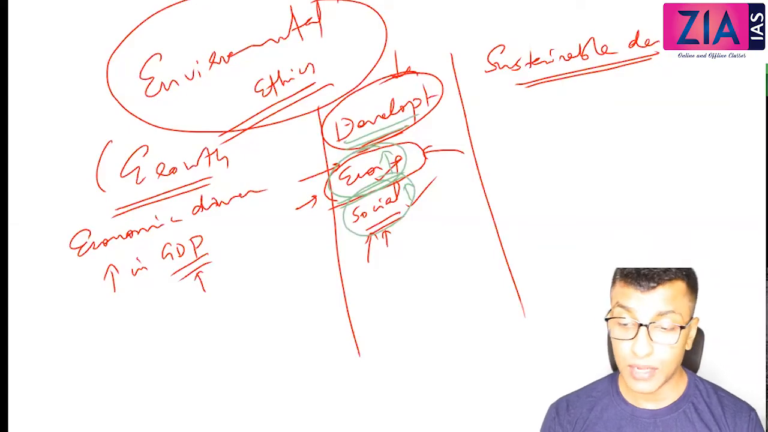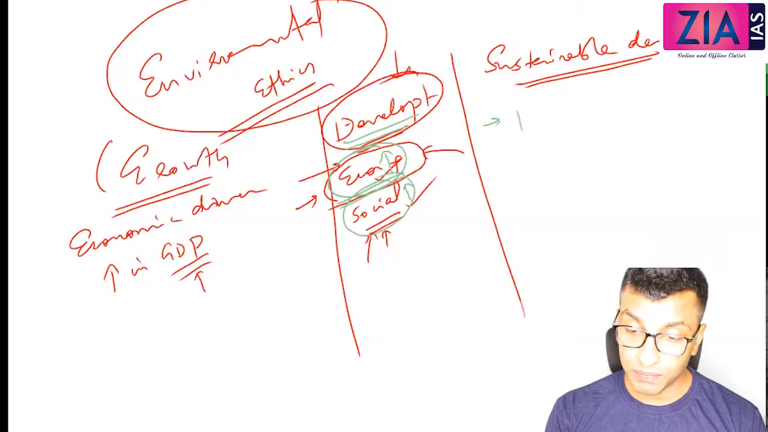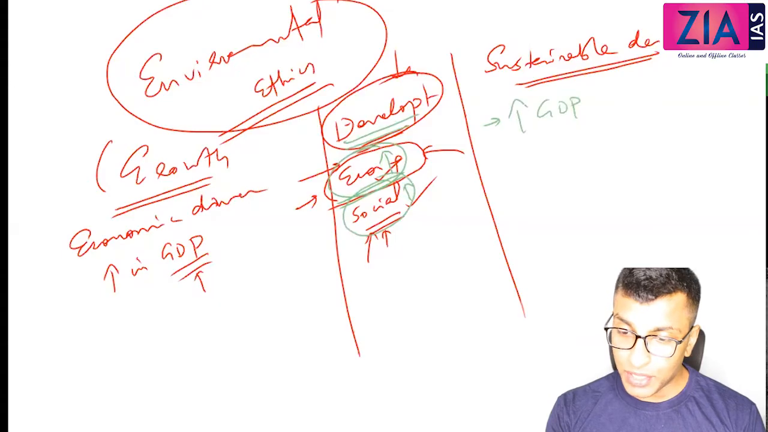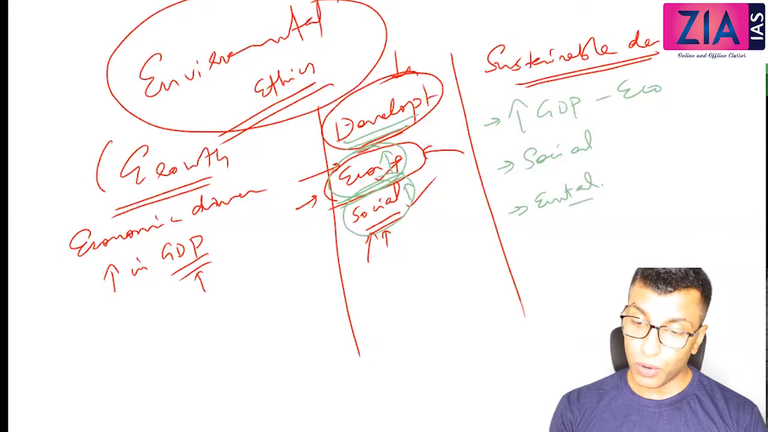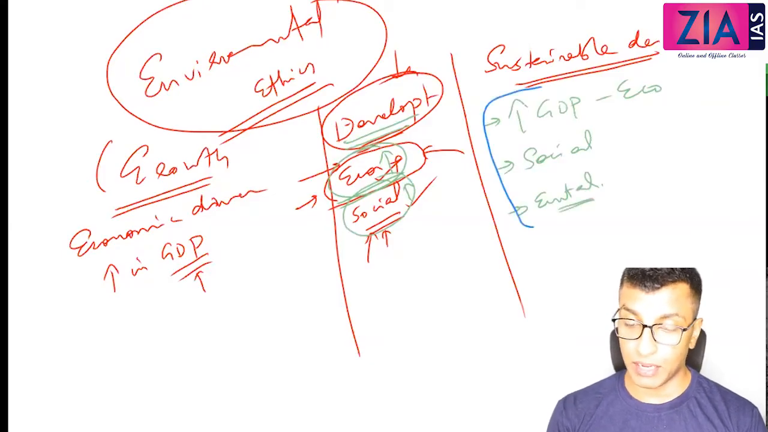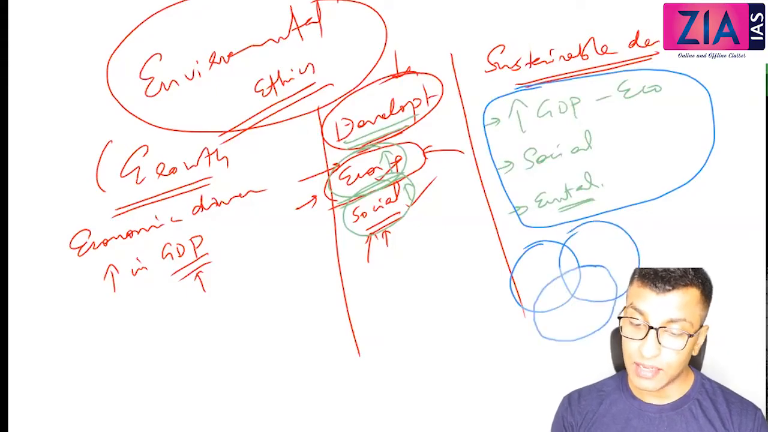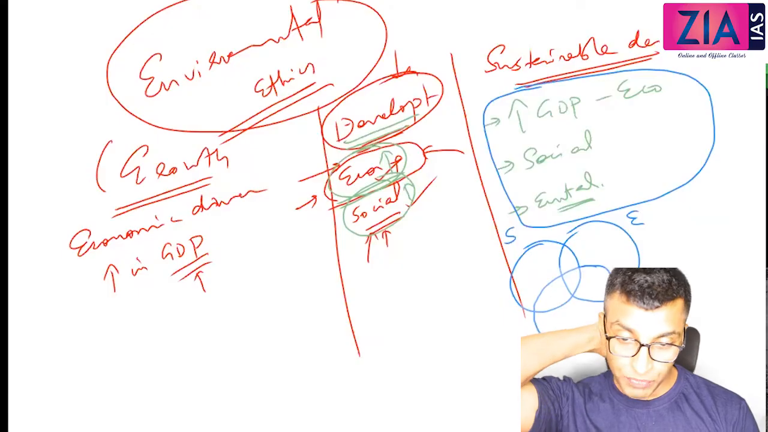What is there when it comes to sustainable development? There has to be an increase in GDP, that means an increase in national income. The economic dimension is there, plus the social dimension, and also the environmental dimension. All three should coexist in sustainable development. There is a social dimension, an economic dimension, and an environmental dimension. These are the three dimensions of sustainable development.